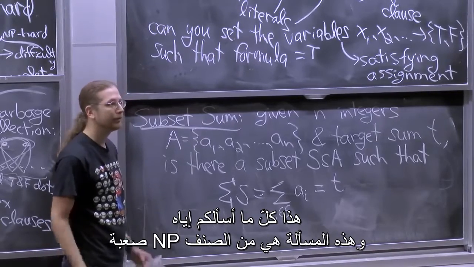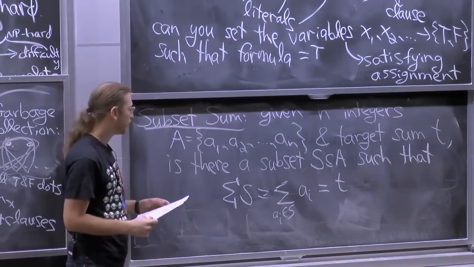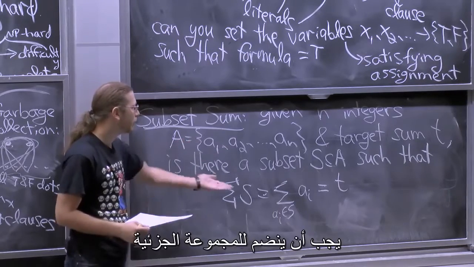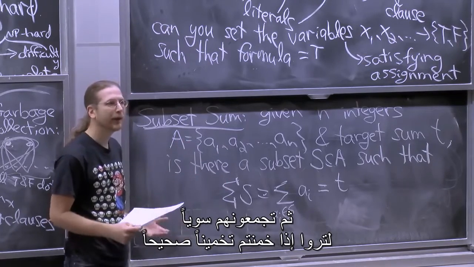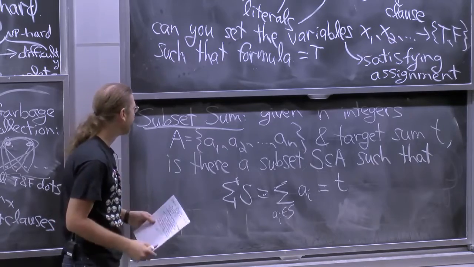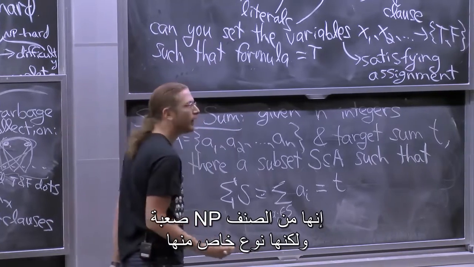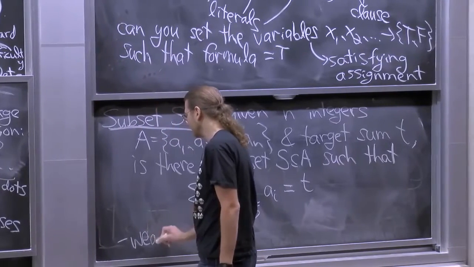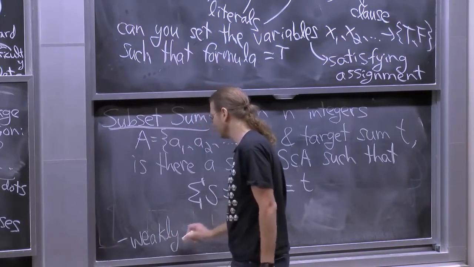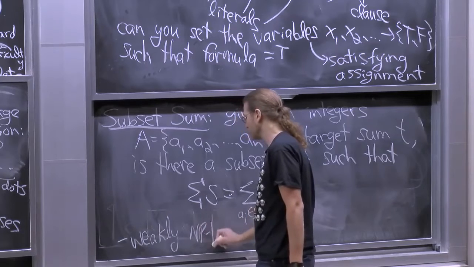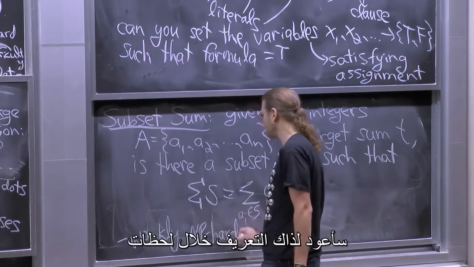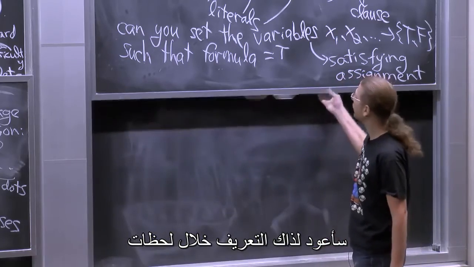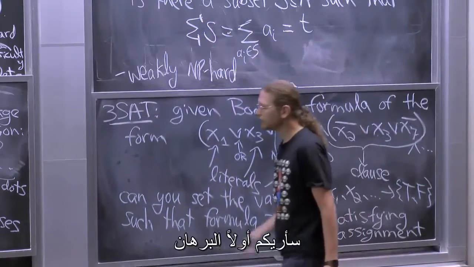This problem is NP hard. It's NP complete, in fact. I mean, you can guess which integers should go in the subset and then add them up, see if you got it right. It is NP hard, but it's something special we call weakly NP hard. And why don't I come back to the definition of that in a moment. Let me first show you the proof.